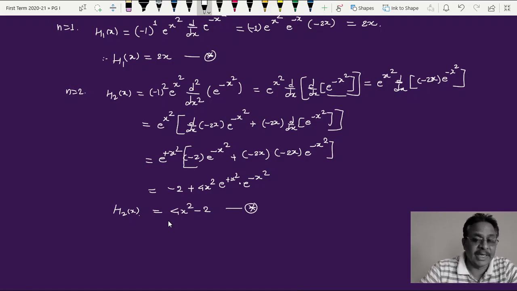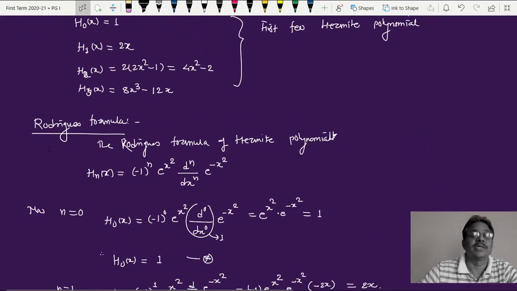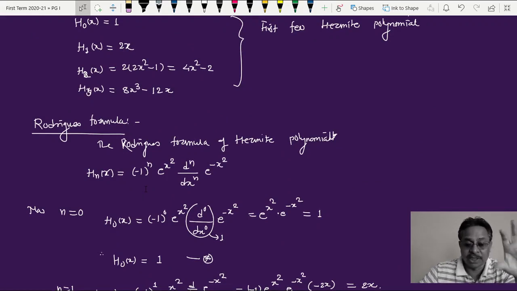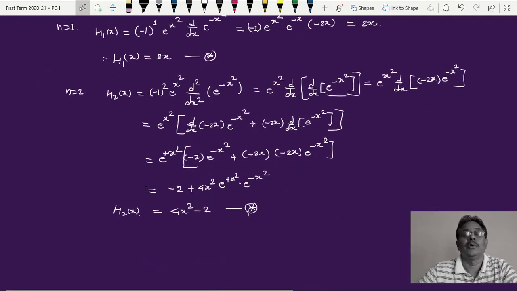From the examination point of view, please remember, this is sometimes asked and you are not given Rodrigues' formula. Rodrigues' formula is to be remembered for this type of Hermite polynomial. It is given as minus 1 raised to n, e raised to x square, into d raised to n upon dx raised to n of e raised to minus x square. Put values of n equal to 0, 1, 2, etc., and you will get each and every member of this Hermite polynomial, as we have done here. It requires knowledge of differentiation and mathematics, and that will lead you to the polynomials as we have shown.